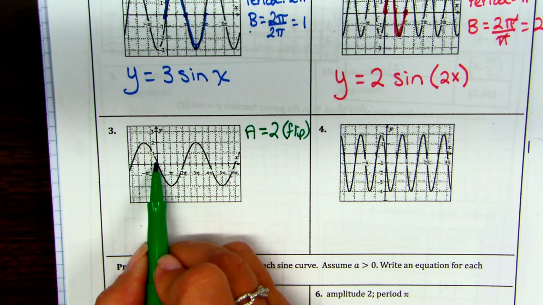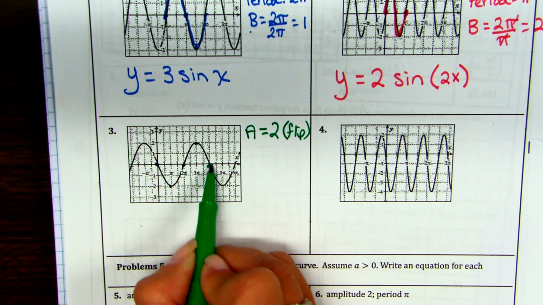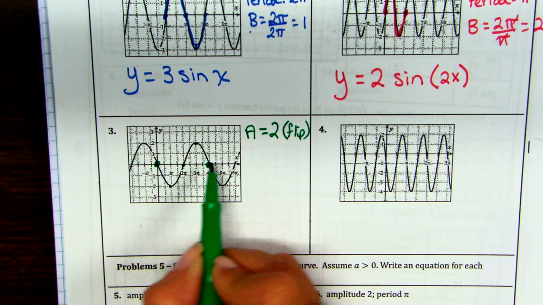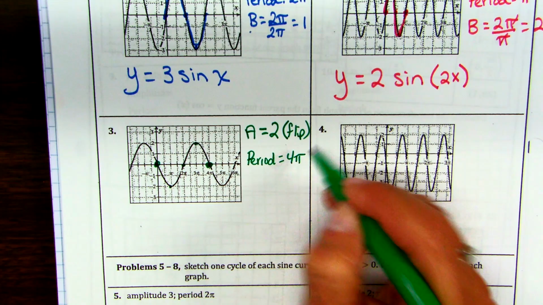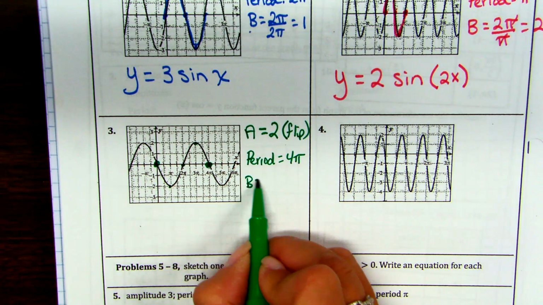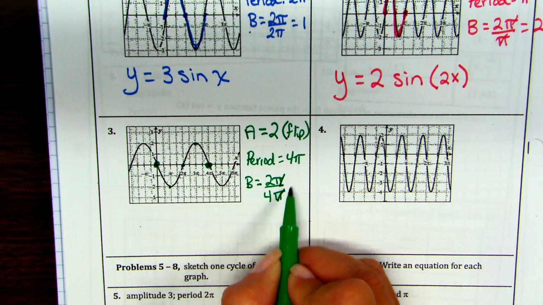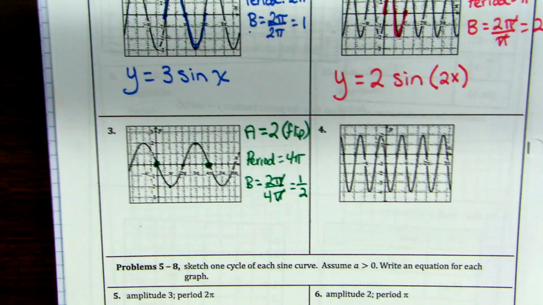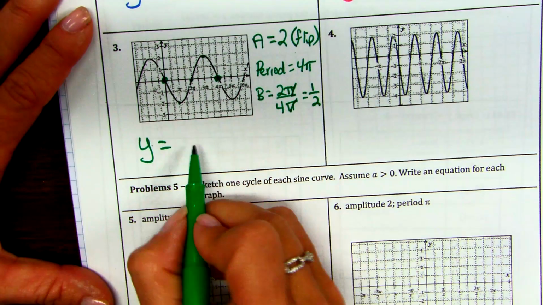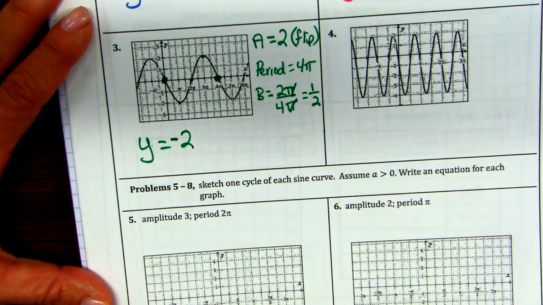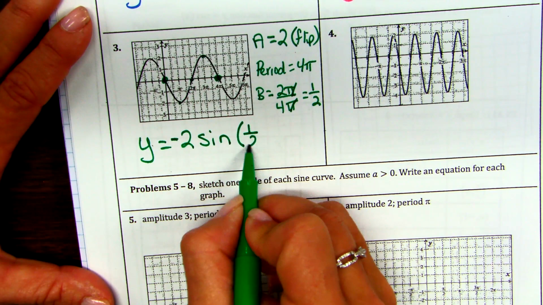Let's find our period. So middle, down, middle, up, always end where you started. So, Zach, what's that period? Yes, 4 pi, but that's not B, remember. B is 2 pi, always on top, divided by 4 pi. Pi's cancel, 2/4 is 1/2. So y equals 2, but with a flip, parentheses, 1/2.